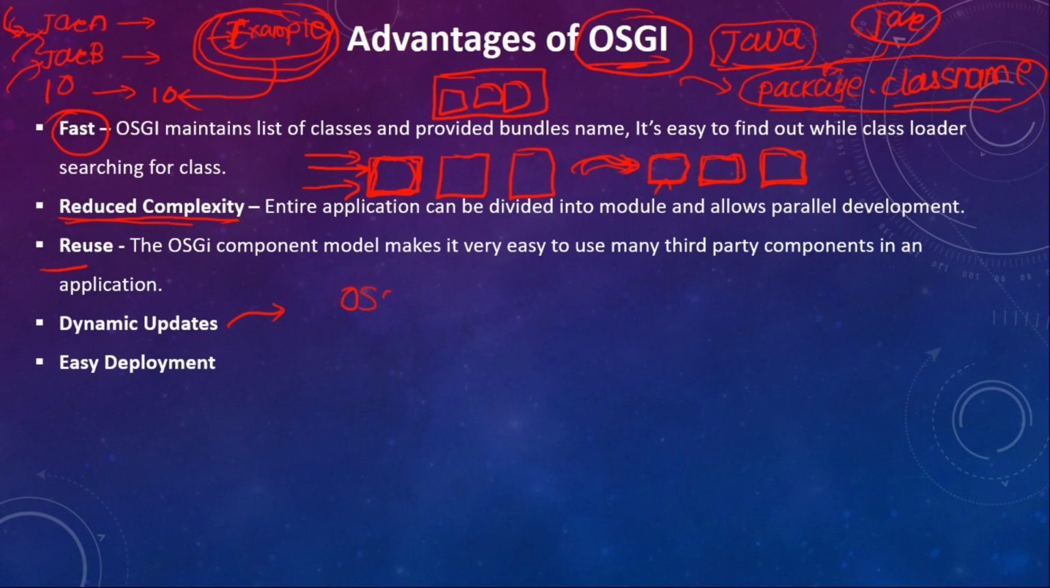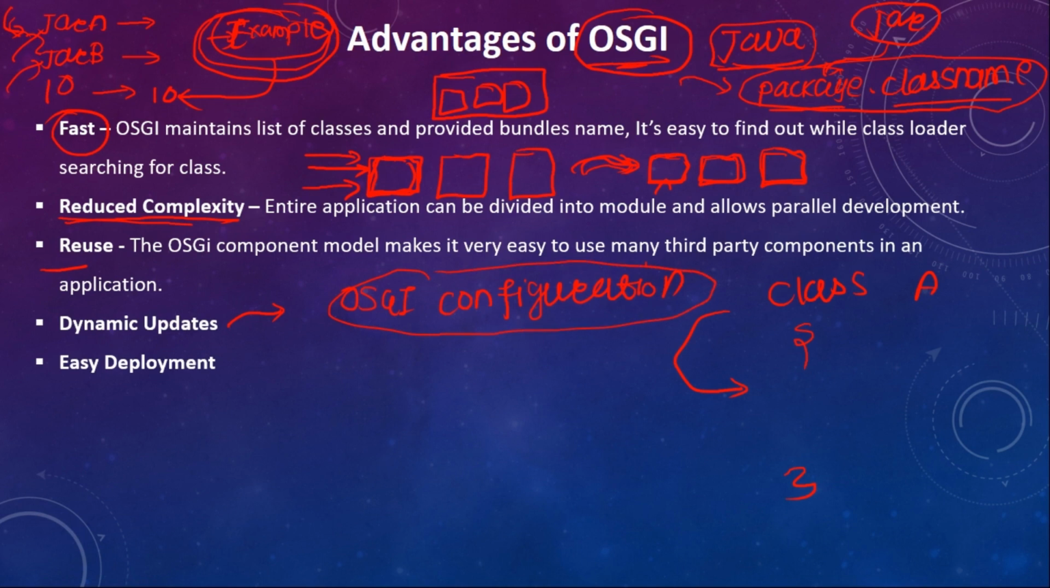So the OSGI configuration concept is there. What does it mean by the OSGI configuration? You have written one class, consider this is class A, and inside this class if you want to pass some dynamic data, like a dynamic value, then by using this OSGI configuration we can easily pass it inside our class.